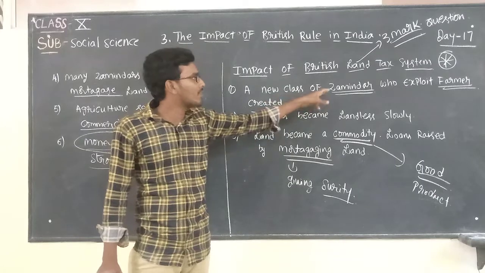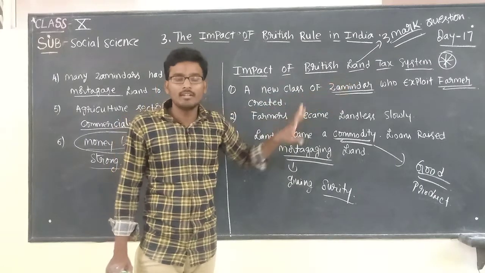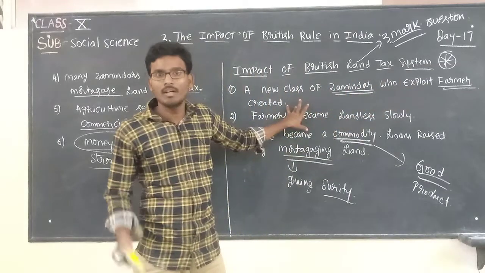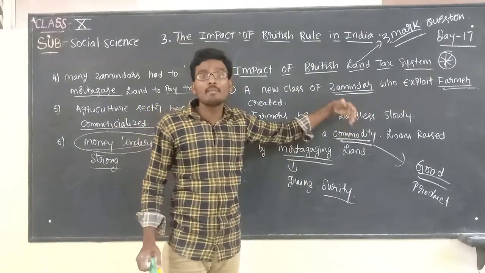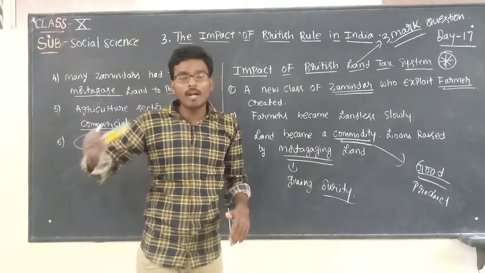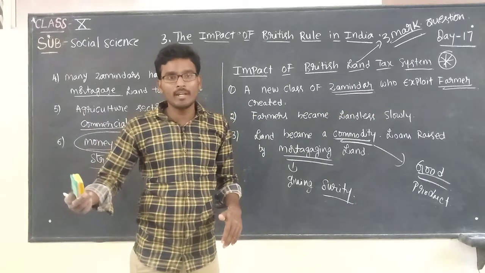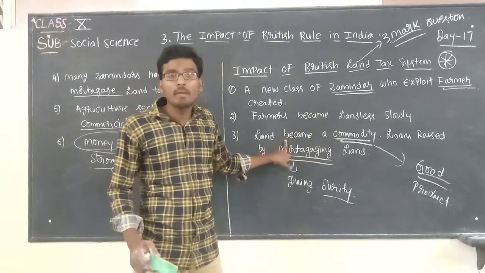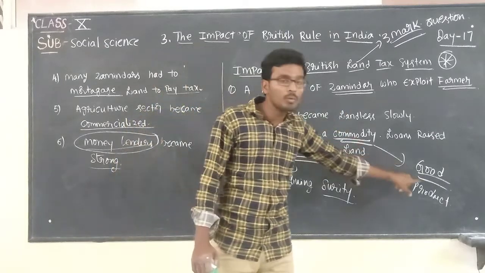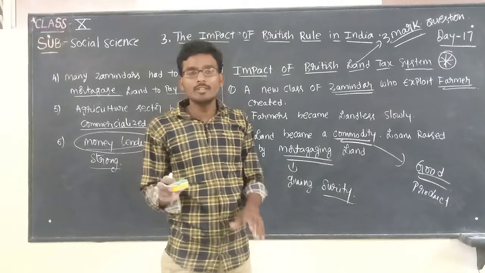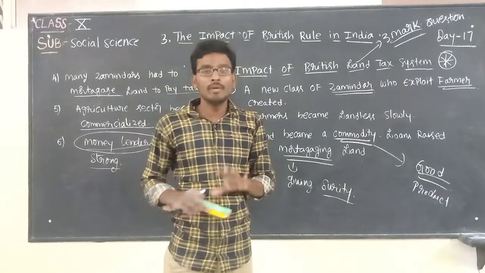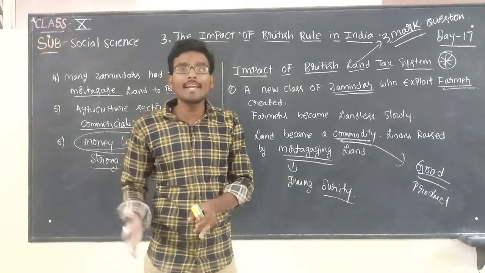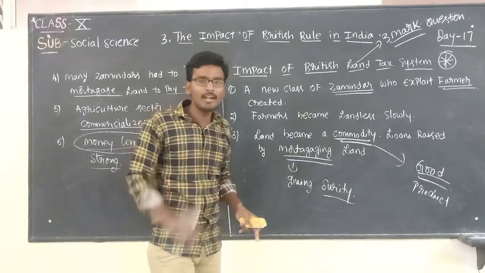A new class of zamindars was created, who were exploiting the farmers. Next, farmers became landless. By paying more and more tax to the East India Company, finally they became landless. And land became a commodity. Commodity means one good or a product. Land is used like a product, which means if they want to get a loan, they have to give their land documents to the particular person.